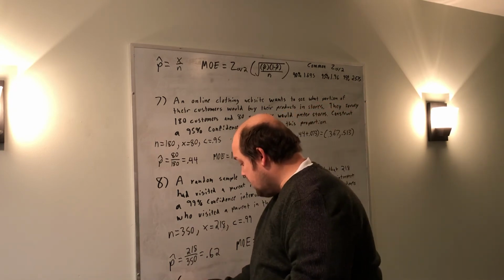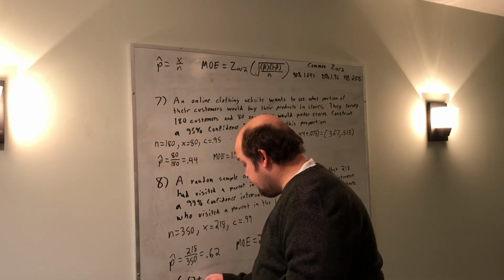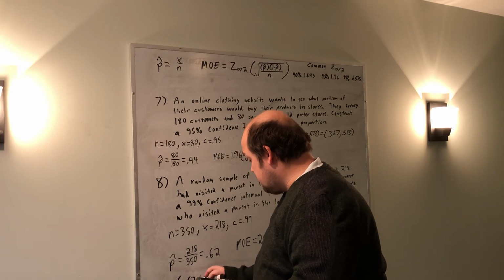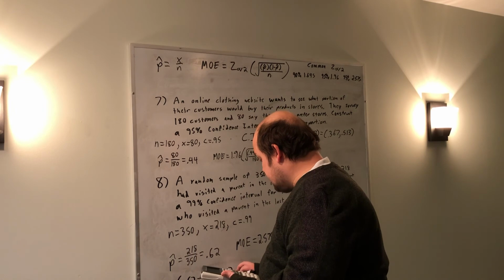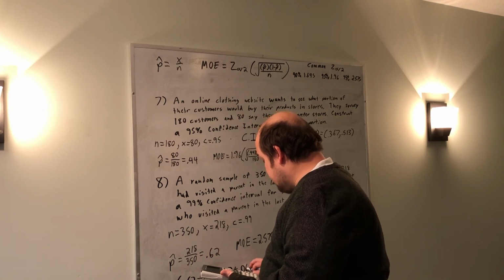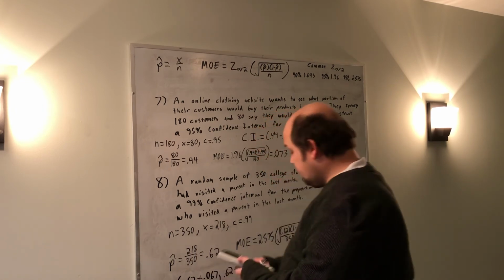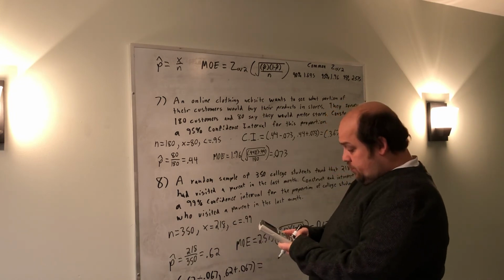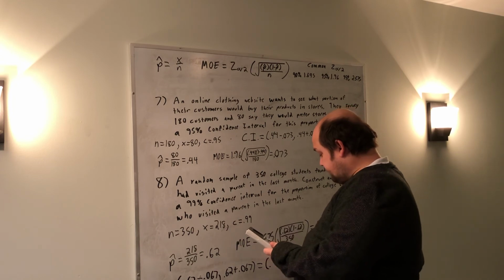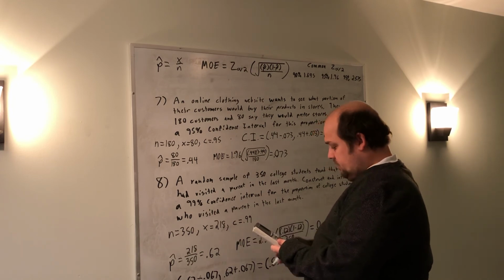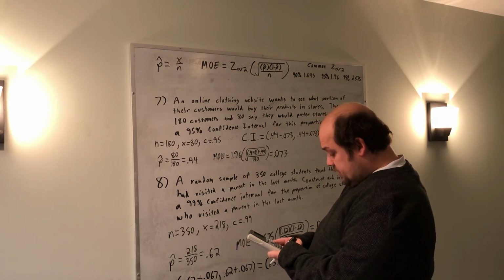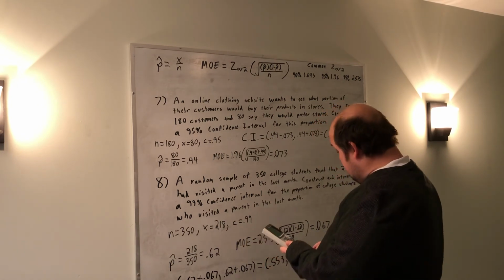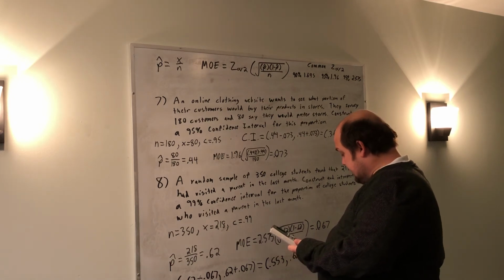So I'm going to take my p hat, 0.62, I'm going to first subtract 0.067, then I'm going to take the 0.62 and add 0.067. When I subtract 0.62 minus 0.067, that gives me 0.553. When I add 0.62 plus 0.067, that gives me 0.687.